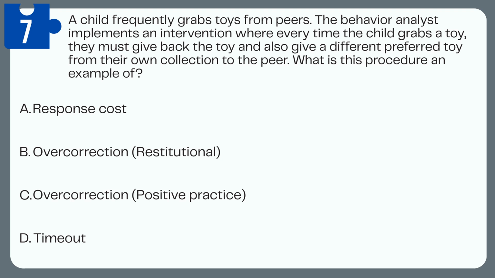Question 7. A child frequently grabs toys from peers. The behavior analyst implements an intervention where every time the child grabs a toy, they must give back the toy and also give a different preferred toy from their own collection to the peer. What is this procedure an example of? A. Response cost. B. Overcorrection, restitutional. C. Overcorrection, positive practice. D. Timeout.